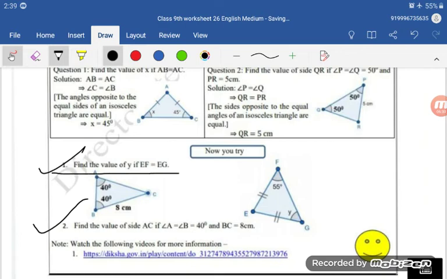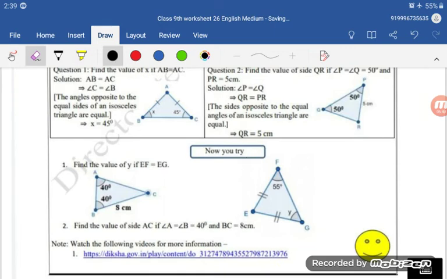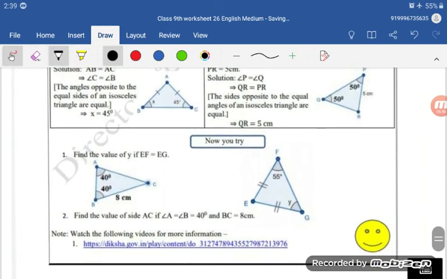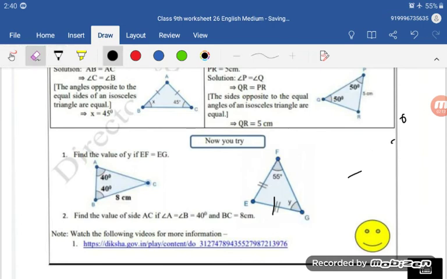First question is find the value of y if EF is equal to EG. Look at this triangle EFG. Side EF is equal to EG. So two sides are equal, then the angles opposite to these sides must be equal. So angle F is equal to angle G. That is why y is equal to 55 degrees. So the value of y is 55 degrees. Now move on to question number 2.